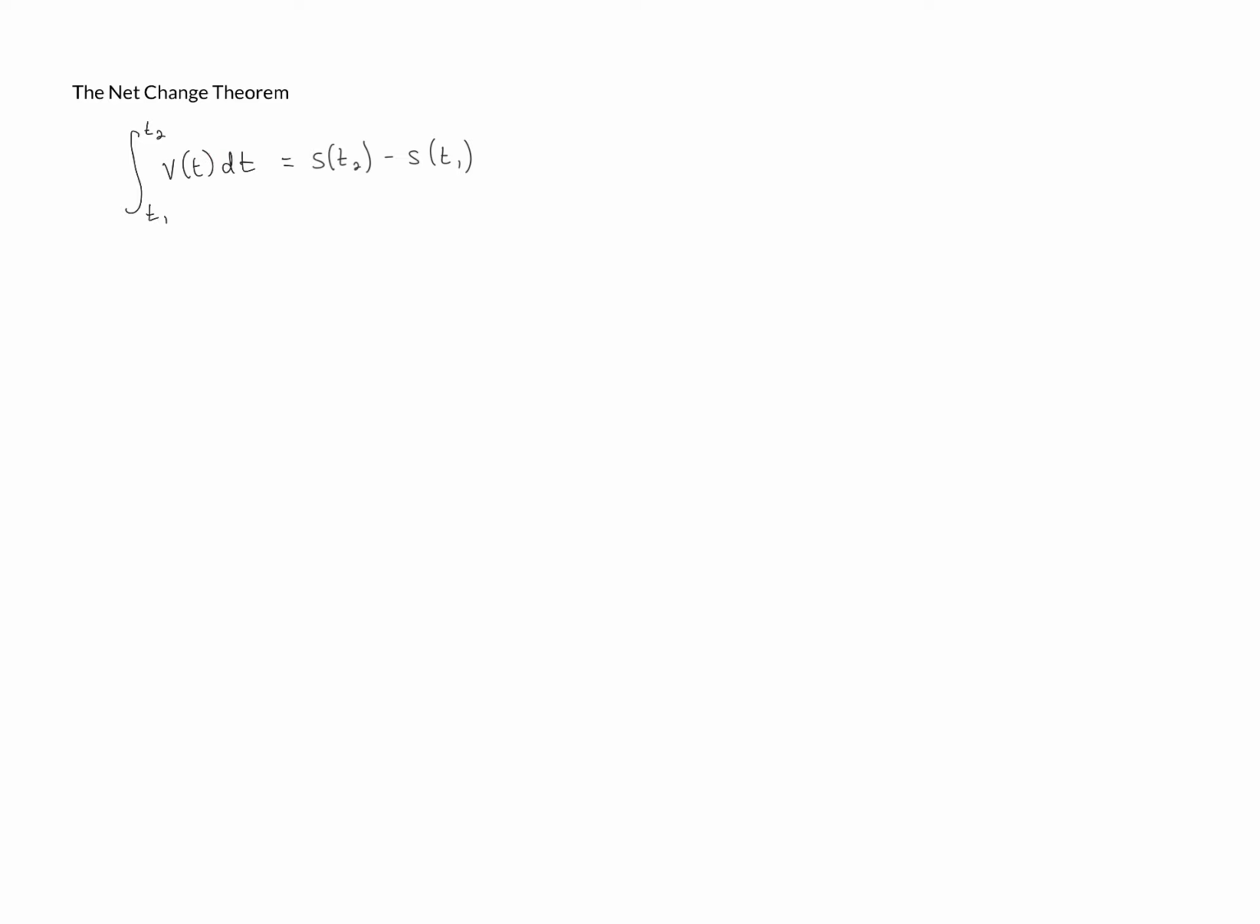And we call this quantity on the right the net change, which means basically the change in position from the starting time to the ending time, from t sub 1 to t sub 2. It doesn't tell us how far we've traveled.